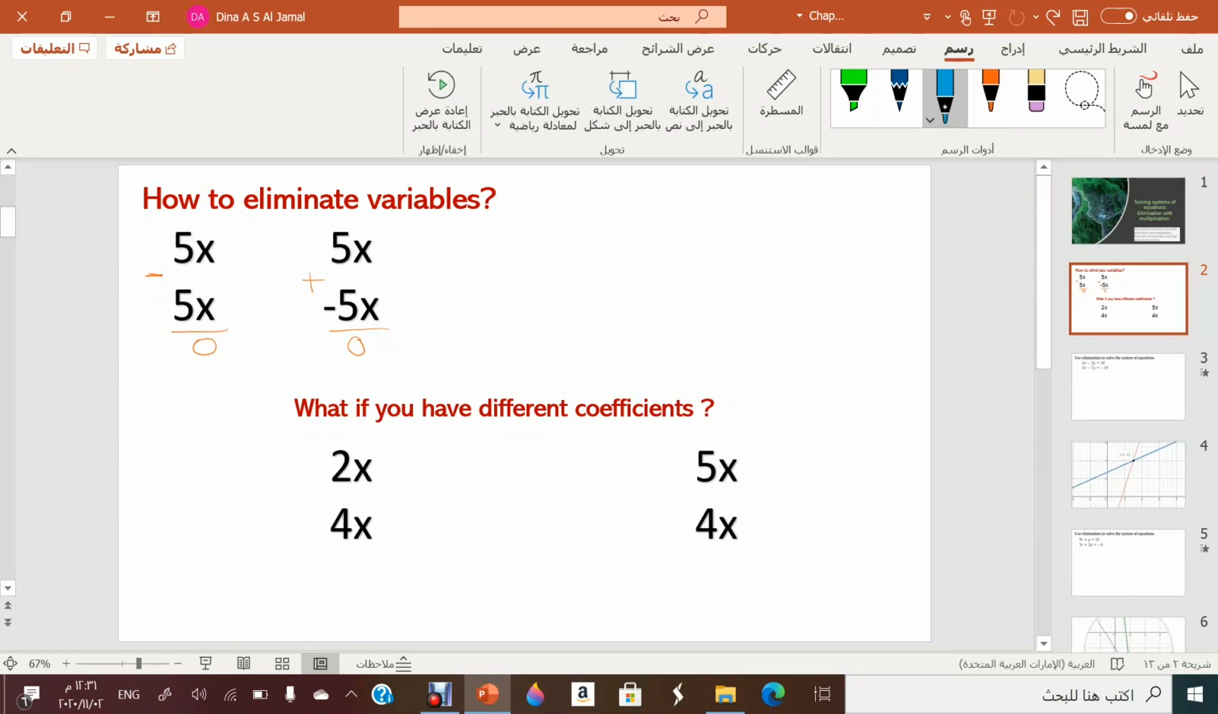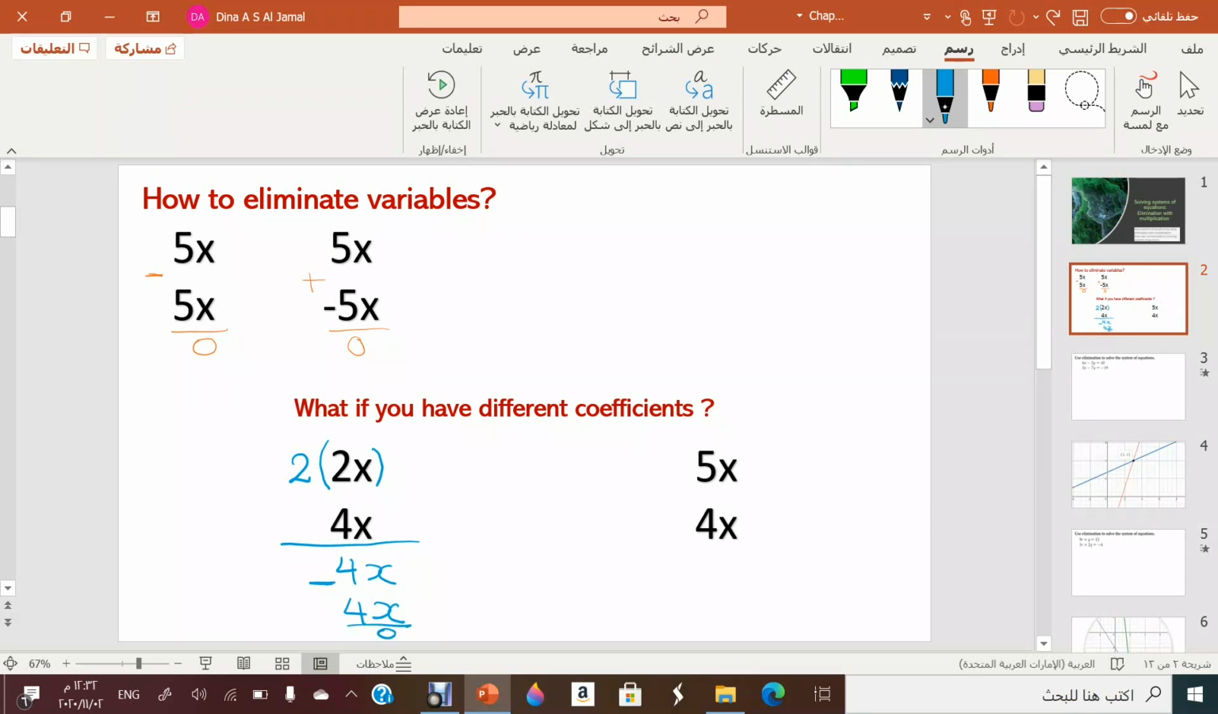Now, what if you had different coefficients? You cannot do the method directly with addition and subtraction. You need to do one step before the addition and subtraction, which is multiplication. You must multiply by a factor to make them the same. So, what is the relationship between 4 and 2? Excellent. That means you must multiply the first one by 2. Now look at the new variables. You will now have 4x and 4x. With the same sign, you need to subtract them in order to get 0.